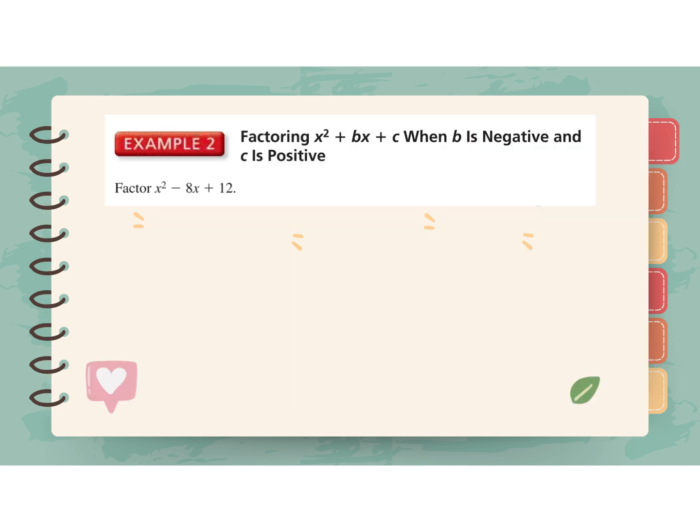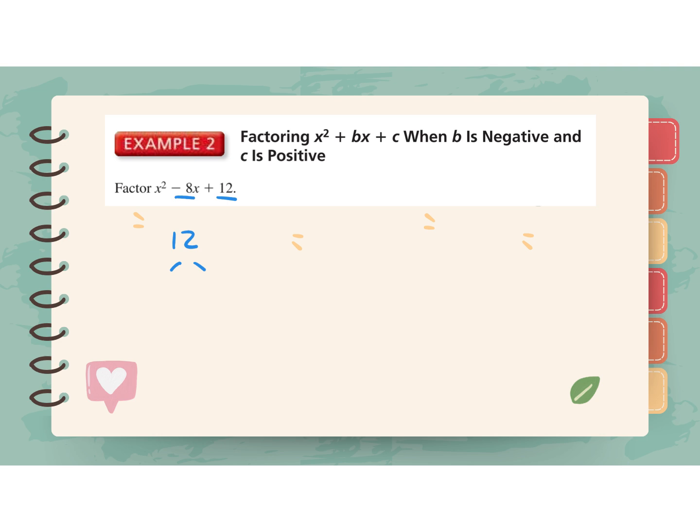This is an example where b is negative and c is positive. Once again, c is our last term, and the only way that I can get a positive number from multiplying two numbers is if I have a positive times a positive or a negative times a negative. Since I want them to add to the middle term, I want them both to be negative, right? So I want to find factors of 12 that add to a negative 8. So let's consider negative factors.